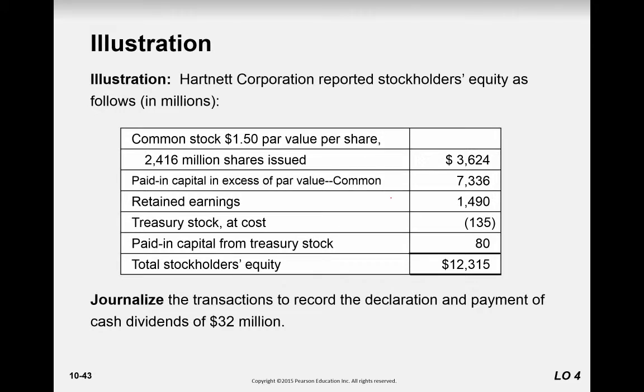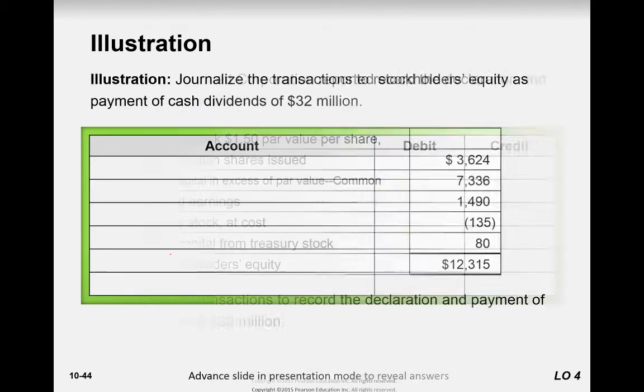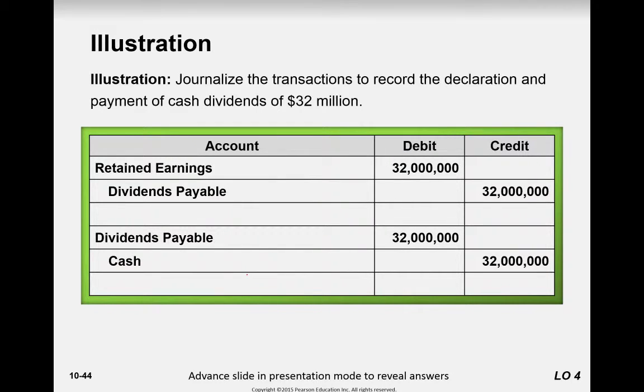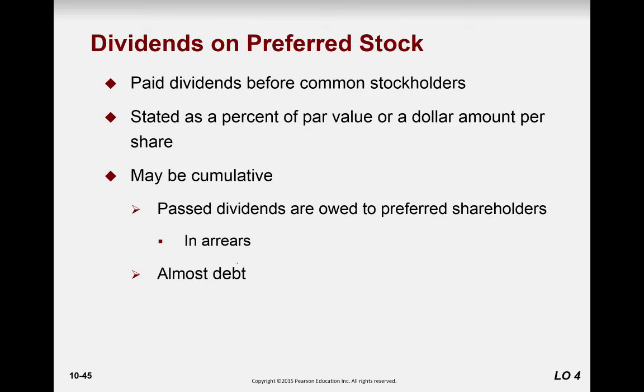So let's actually look at this corporation, what we have in our stockholders' equity, and we're going to journalize the transaction to record a declaration and a payment of a cash dividend of $32 million. In this case, we're going to debit retained earnings for $32 million, and we're going to credit dividends payable. Then when we pay it, we're going to debit dividends payable to wipe this out, and credit the cash that's being paid.